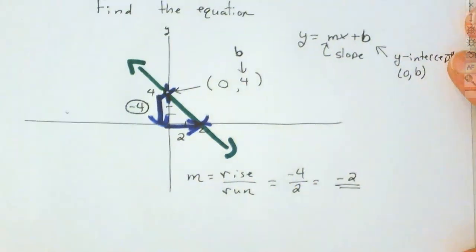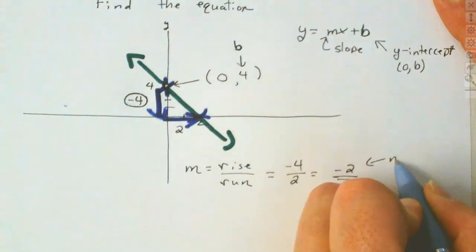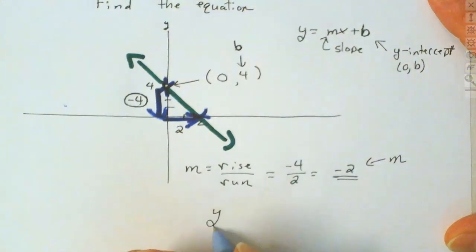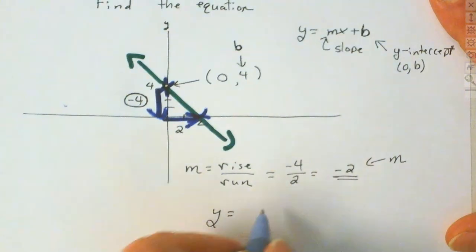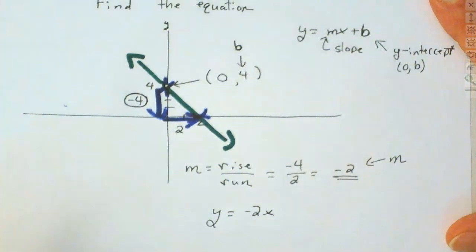So that makes my slope now a minus what? 2. I can now complete my equation because this is my m. So what would my equation look like? It's going to look like y equals, we found our m to be a minus 2. So we put a minus 2x there. And what was our b, our y-intercept? 4. So there's your equation.